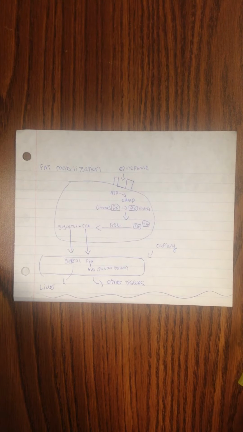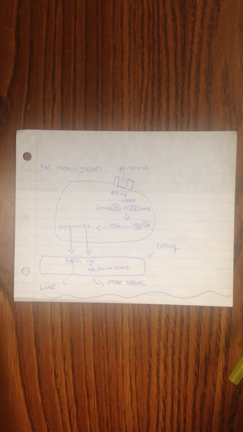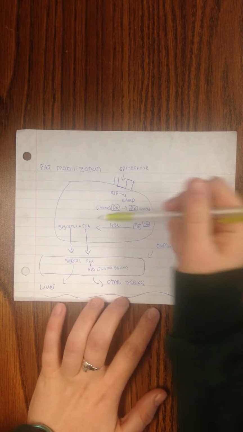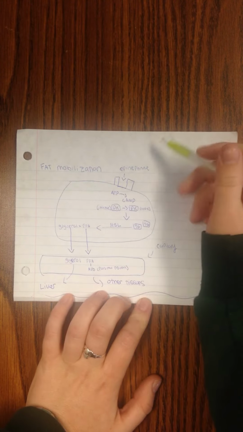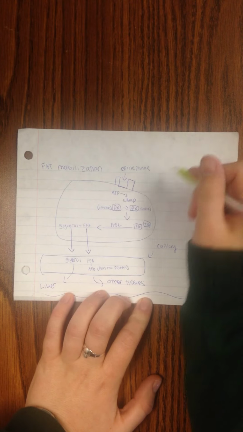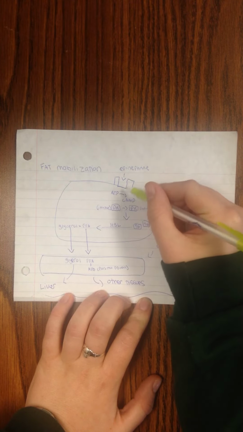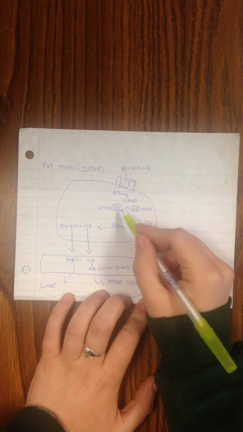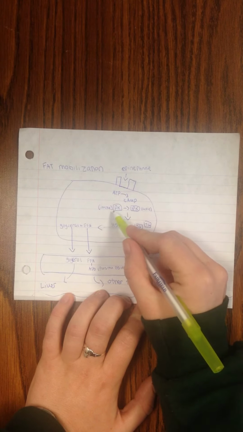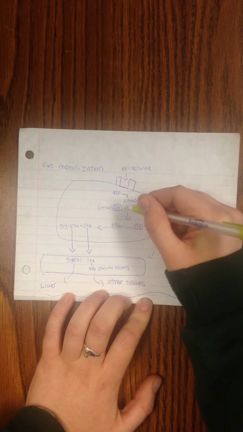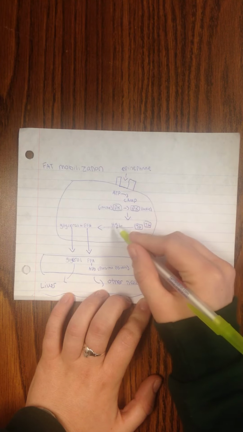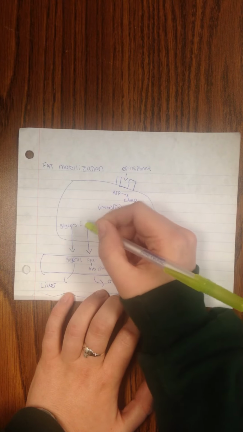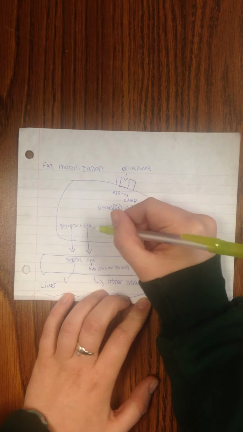Okay, so fat mobilization. In order to get fat and use it for energy, you have to get it from the fat cell into the bloodstream. So epinephrine kind of kickstarts this whole process. It enters into the cell, and then ATP kickstarts PK, taking it from inactive to active PK, which then activates HSL, and HSL turns triglycerides into glycerol and free fatty acids.